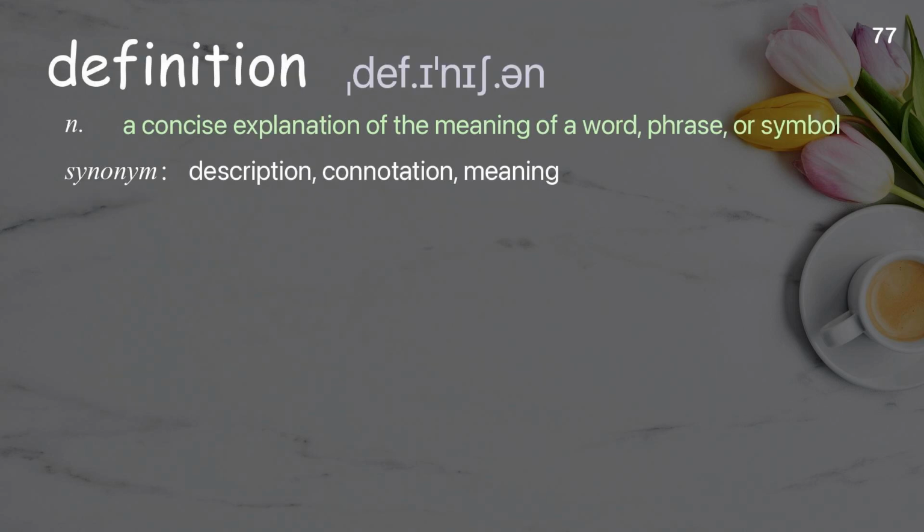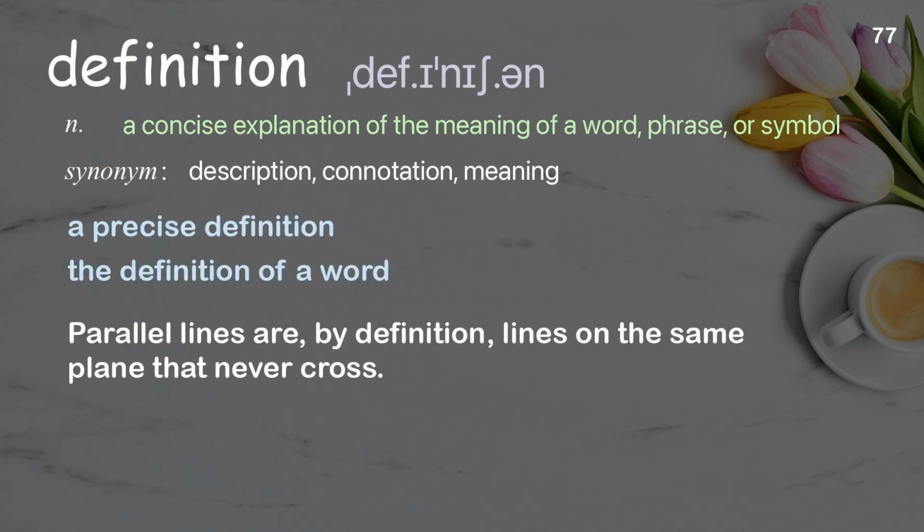Definition: a concise explanation of the meaning of a word, phrase, or symbol. Examples: a precise definition, the definition of a word. Parallel lines are, by definition, lines on the same plane that never cross.